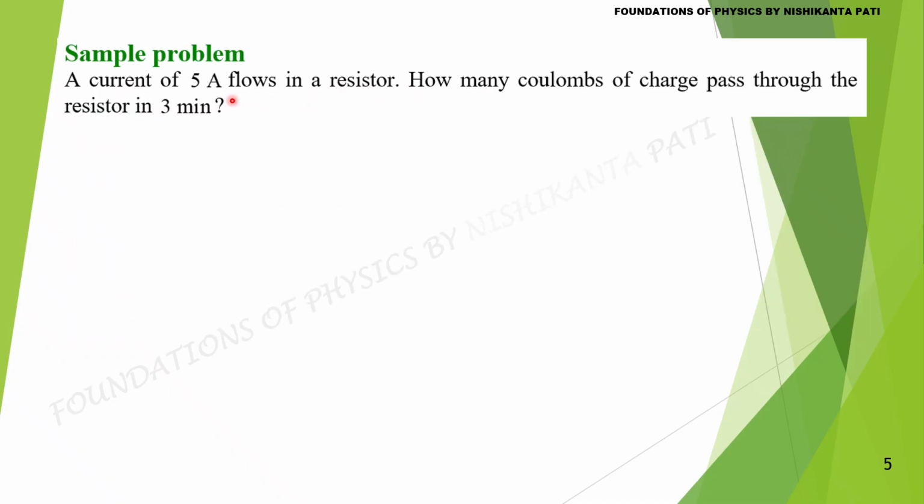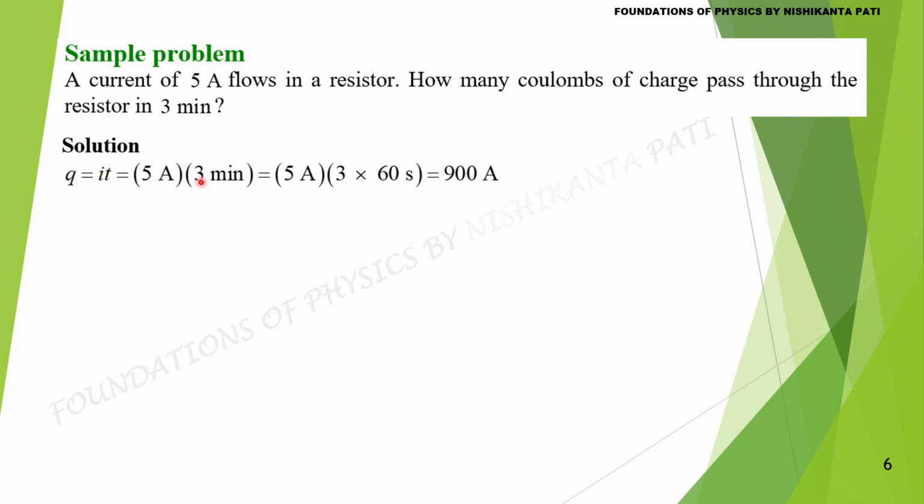A current 5 ampere flows in a resistor. How many coulombs of charge pass through the resistor in time 3 minutes? So current is given, time is given, then the magnitude of charge is I t. I given, time given, then it is coming 900 coulomb. This is 900 coulomb.